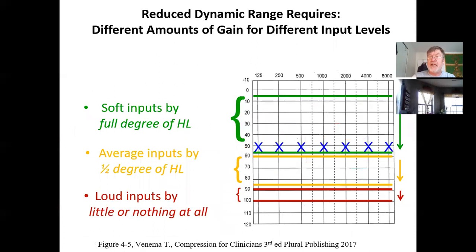His dynamic range got smaller. So highlighting that fact once again, if your hearing loss is around 50 and your input sounds are 5, well, sure, you can amplify by the full degree of the loss, because 5 and 50 is 55, no problem. And if my input is 60 and your hearing loss is 50, I want to amplify 60 by a bit, okay? But if my input is 90 and my hearing loss is 50, I don't want to amplify 90 dB inputs at all, by very much at all.